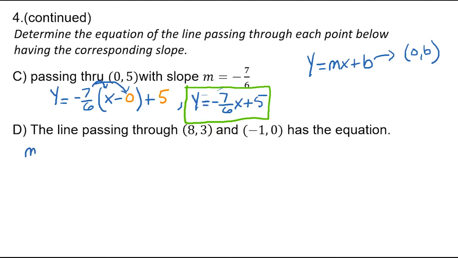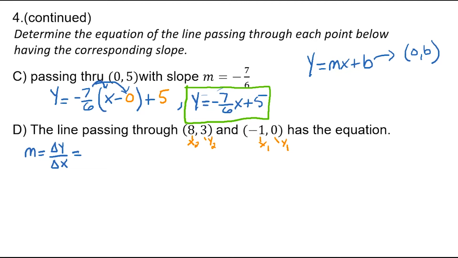So if you recall that lowercase m is our slope, and that is the change in y, delta y, over the change in x, delta x. So what we'll do in this case is, it doesn't really matter which one we pick, but we can label this as x sub 2, and then this is y sub 2, and then this is x sub 1, and then this is y sub 1.